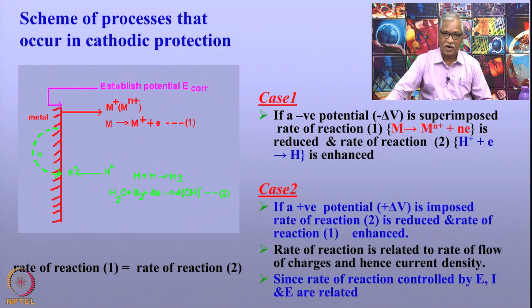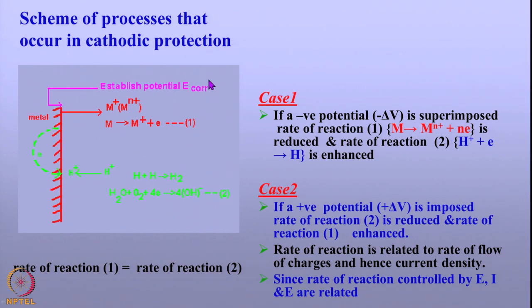So, let us look at the second case for argument's sake. Now, if I increase the potential, if I make the potential a little more positive by applying a relatively positive bias on the metal surface, then what could happen? Reaction 1 will increase because you are going to take the electrons out, since you have biased the surface with positive potentials. So, this reaction increases, and what could happen to the second reaction? It is very obvious that the second reaction rate will decrease, because the electrons are starved from the surface.